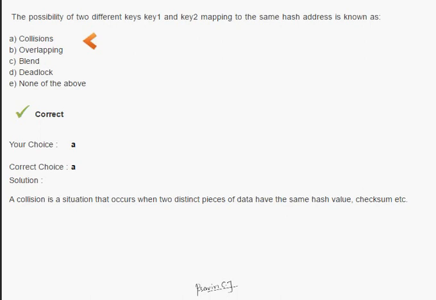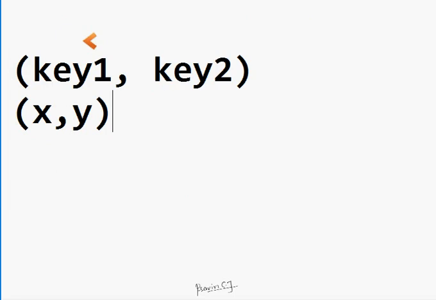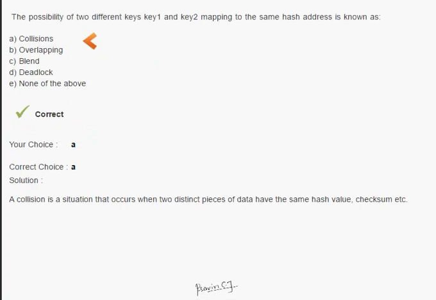The possibility of two different keys, key 1 and key 2, mapping to the same hash address is known as a collision. They are mapping to the same address. For an xy coordinate we are doing the same, and for a comma b we are giving the same, then it is called a collision. If x is giving a value 1 and b is also value 1, then x and a are a collision itself. Okay, similarly this question was there.